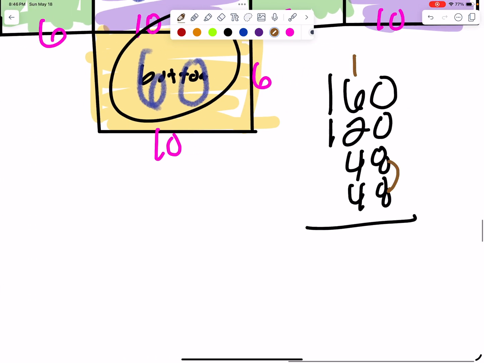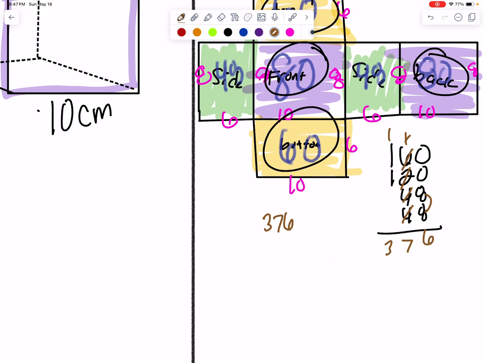So 16, 6, 10, 11, 12, 13, 14, 15, 16, 17, 376. Let me double check. Is the answer 376? It doesn't show me the answer. That's lovely. 376, 376. I think that's right. It does not show me the answer. I don't know why. So I got 376. The units were centimeters. It's area, so it's squared.